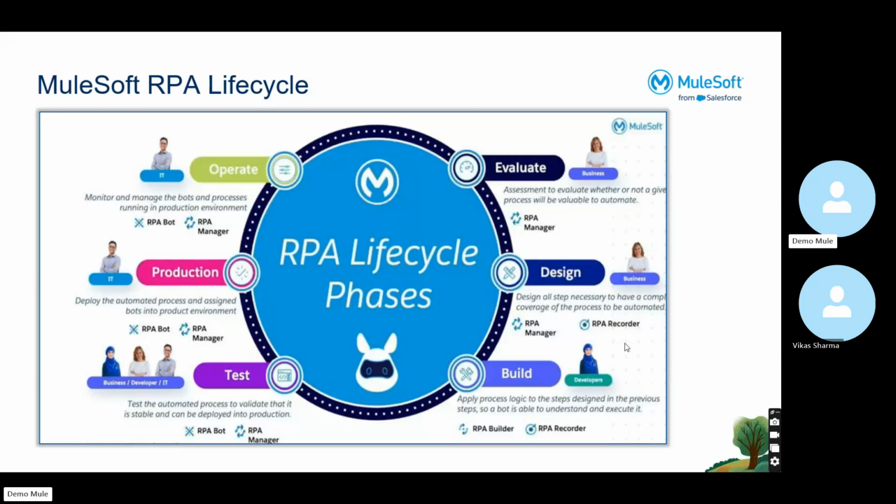Then after building the process, we move to the test phase. In the test phase, we make use of RPA Manager and the RPA Bot. We test the automated process by using the RPA Bot to make sure that it is working as expected. After completing the test phase, we move to the production phase. In the production phase, we use RPA Manager and the RPA Bot. We deploy the automated processes into the RPA Bot, and we monitor them. The last phase is monitoring and operating them using RPA Manager.